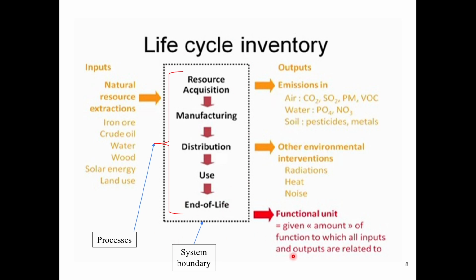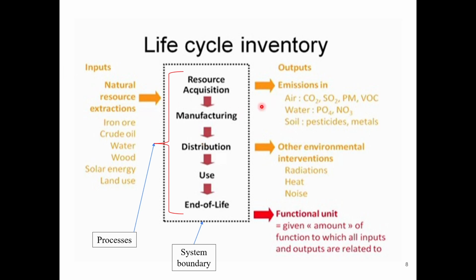Okay, and for this to occur, there has to be some inflow and outflow of various types of resources, as well as emissions. So inflow will be the natural resources and output will be in the form of emissions, in the form of environmental intervention. Also there will be a functional unit assigned to the system processes, depending on which we have to find out all the inputs and outputs and relate them in order to carry out the life cycle analysis.